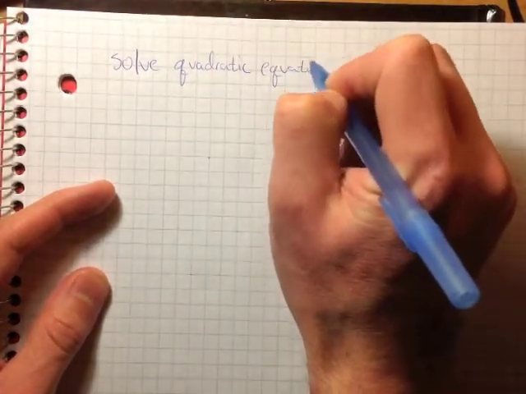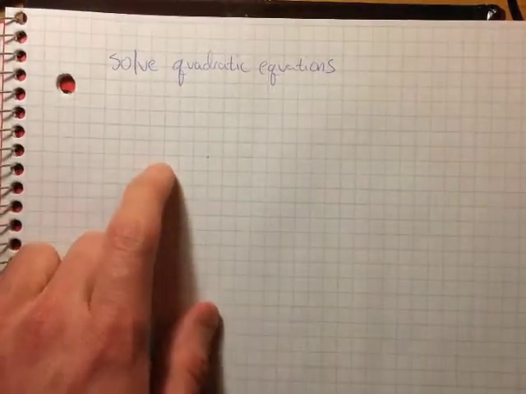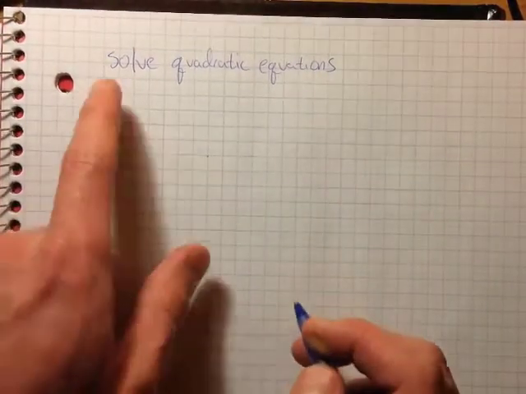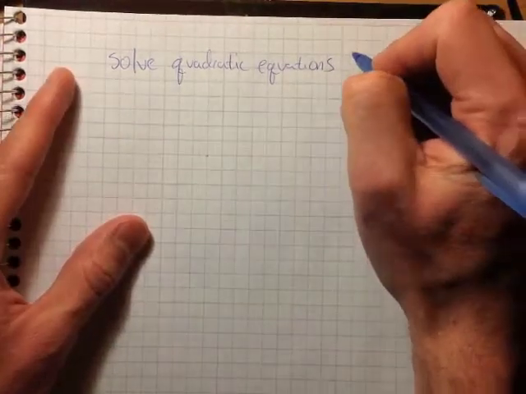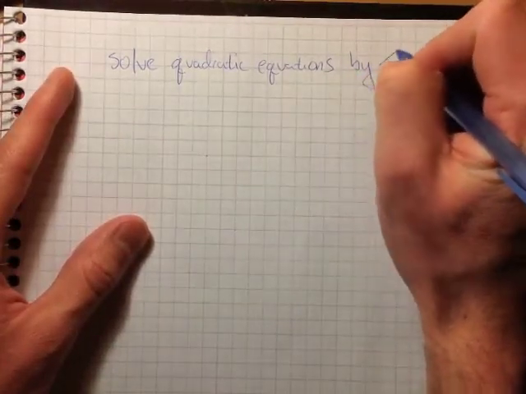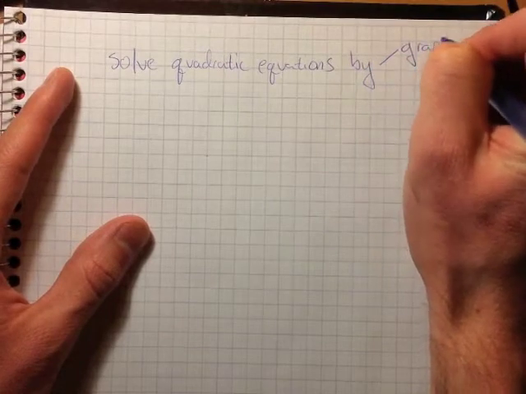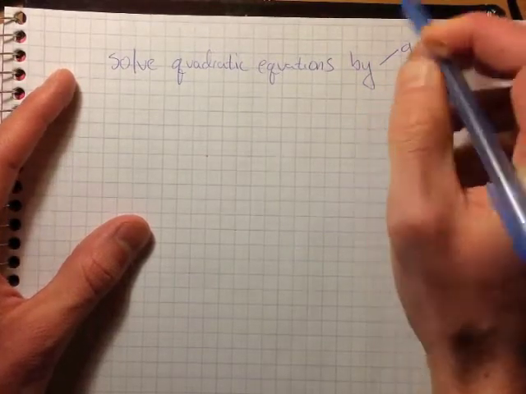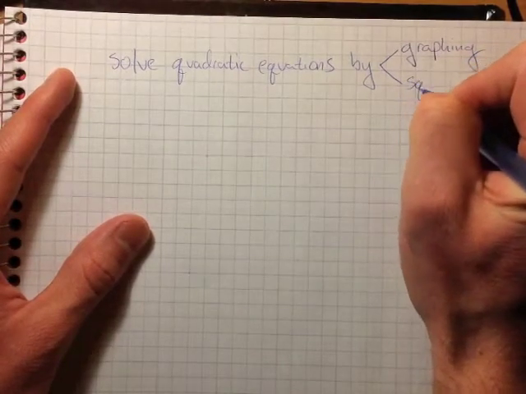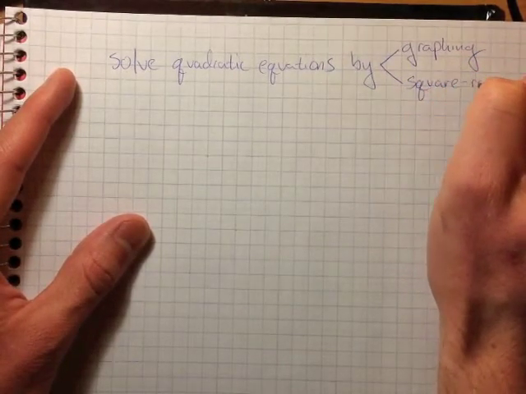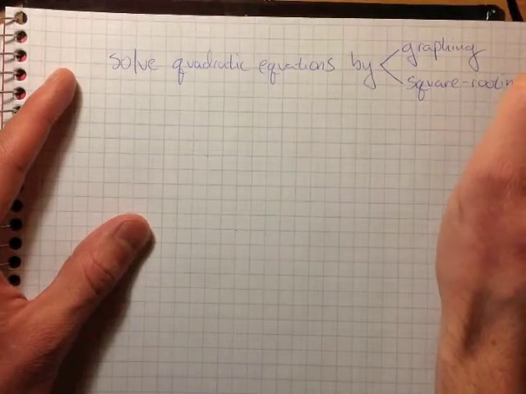Now I need you to take notes on paper. It does not need to be grid paper like this. The two ways that we're going to learn how to solve quadratic equations are by graphing, and then we will also learn how to solve quadratic equations by square rooting. We're going to look at both of those in this video.